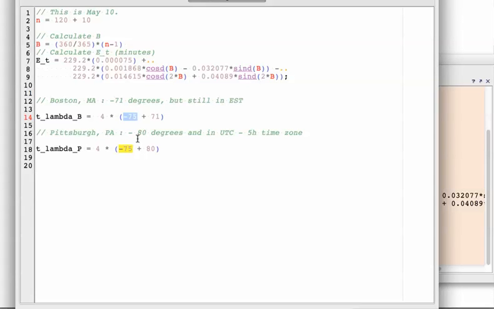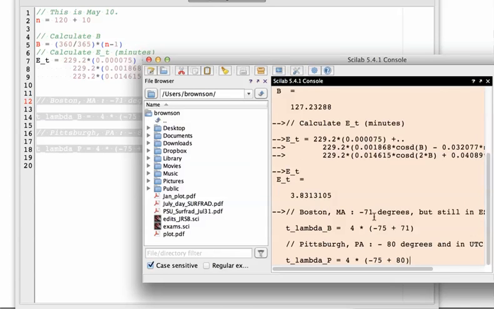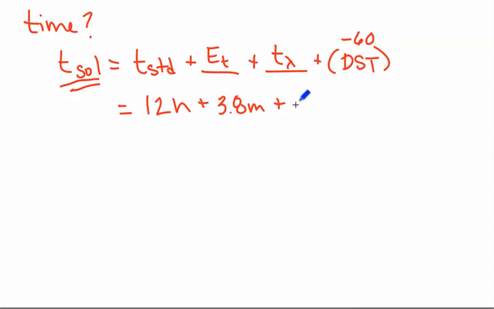Pittsburgh has a longitude of minus 80 degrees. And so we see 71 and 80, and you notice that this is a plus sign because it's actually subtracting a negative angle. So if I run these two guys out, grab these guys real quick, and I run the calculation on these two guys, I'm going to see that I will need to subtract time from Boston, and I'll need to add time to Pittsburgh.